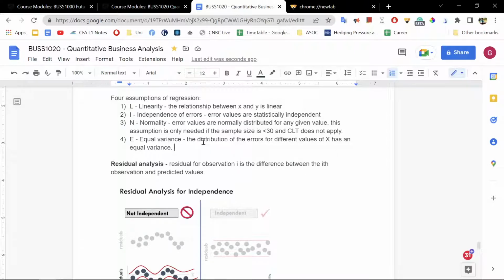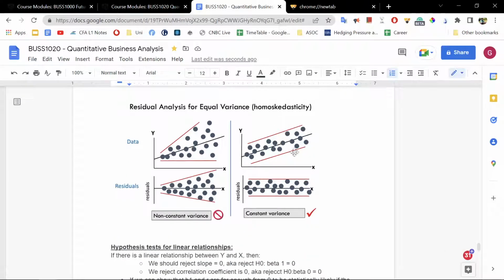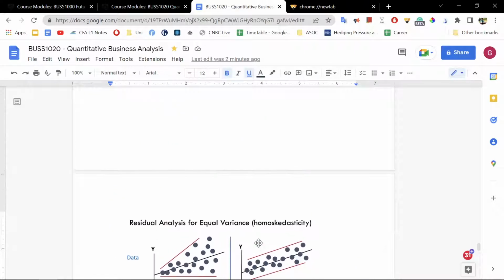Now, what we mean by equivariance is homoscedasticity. As we can see, the data right here does not have equal variance. The variance between the data points increases as x increases. Whereas on the other side, the variance of these data points around the best fit line is relatively equal across as x increases or decreases. Therefore, the assumption of homoscedasticity holds true, and therefore equivariance is assumed, and therefore we could use linear regression. So that is one of the assumptions.